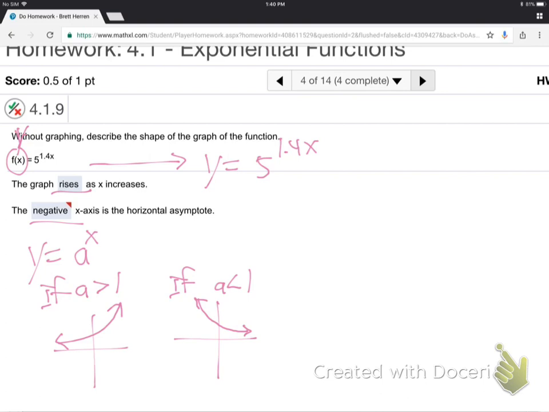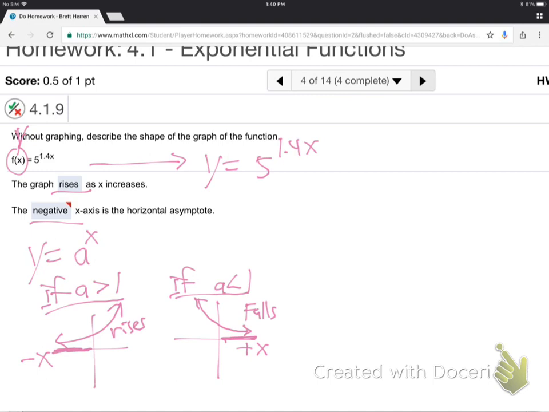The base, the thing that has the x on it: if it's bigger than 1, the graph rises to the right and comes down for a landing on the negative x-axis. And if a is less than 1, then it falls to the right and comes flat on the positive x-axis. Everybody see that? So if the base of the exponential function is a number bigger than 1, that's going to make the graph rocket up to the right.